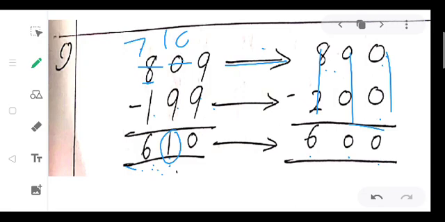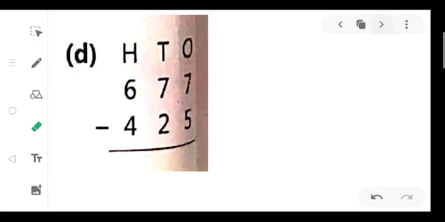In the difference, the tens place digit is 1 and 1 is less than 5. That's why 610 will round off to 600. The hundreds place will not increase. Clear? Same for part D.